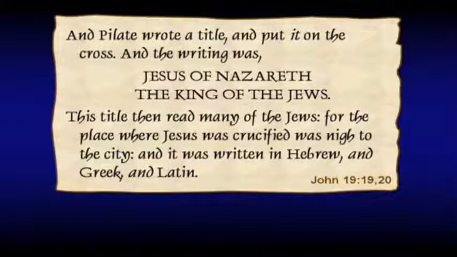Pilate wrote a title, or titlon, put it on the cross, and the writing was, Jesus of Nazareth, the King of the Jews. This title then read many of the Jews, for the place where Jesus was crucified was nigh to the city. And it was written in Hebrew and Greek and Latin. And I have to tell you, I'm impressed. Because Pilate obviously spoke Greek and Latin, but that he apparently picked up enough Hebrew to get them really upset, as you'll see in a minute.